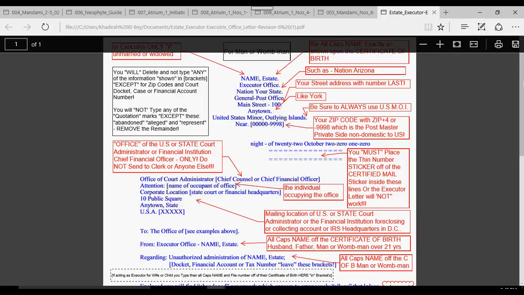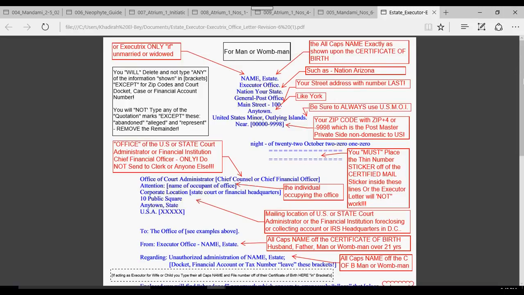All right, so as you see here, the executrix or executor, you see the name, estate, the executor office, nation, your state, general post office, Main Street dash 100, any town, United States, minor outlying islands. Now of course, all this can be written up. Your name will be your birth name, which is your slave or government name, and then estate right after that, executor office, nation, your state, you can put your territory.